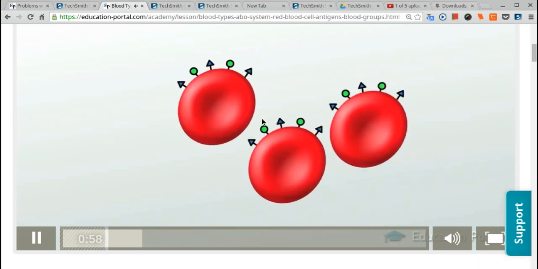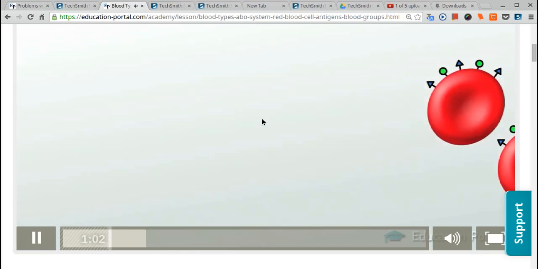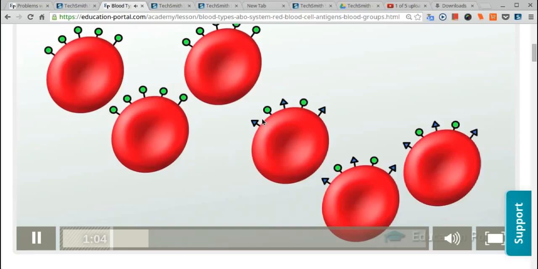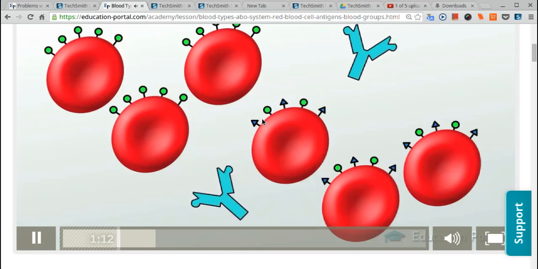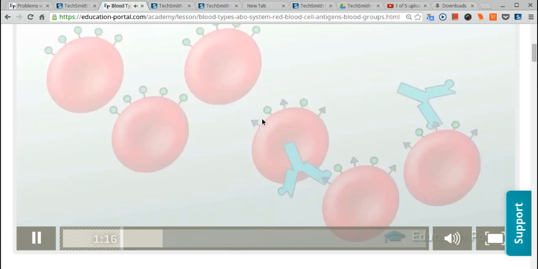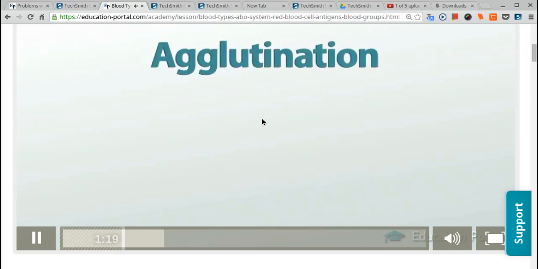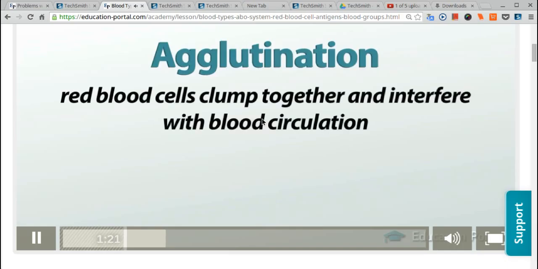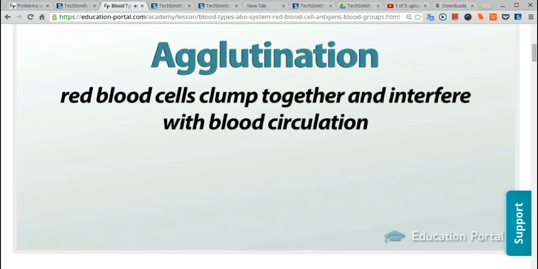Your body tolerates your own red blood cell antigens, but if your blood were to be transfused into another person with different red blood cell antigens, that person would have some big problems. That other person's antibodies would recognize the transfused red blood cells as foreign and bind to them. If this occurs, it leads to a process called agglutination, where the red blood cells clump together and interfere with blood circulation due to the fact that this clump of cells can clog up small blood vessels in the body.